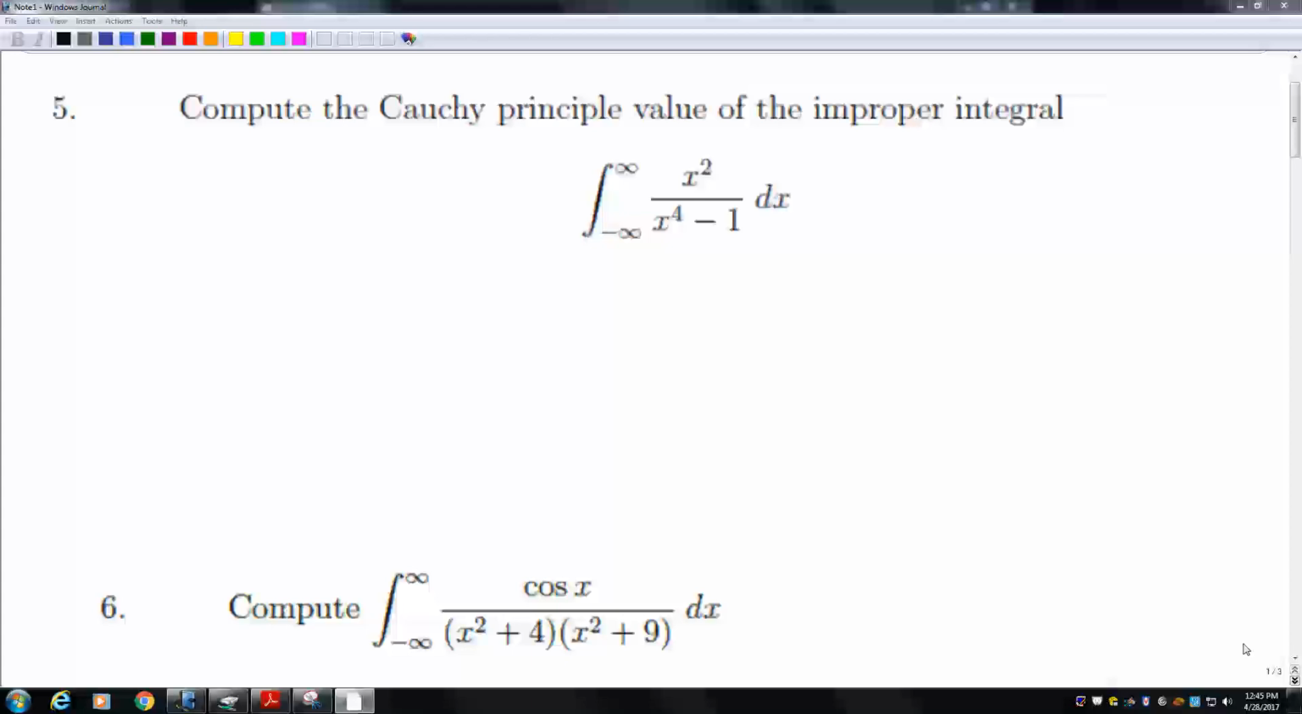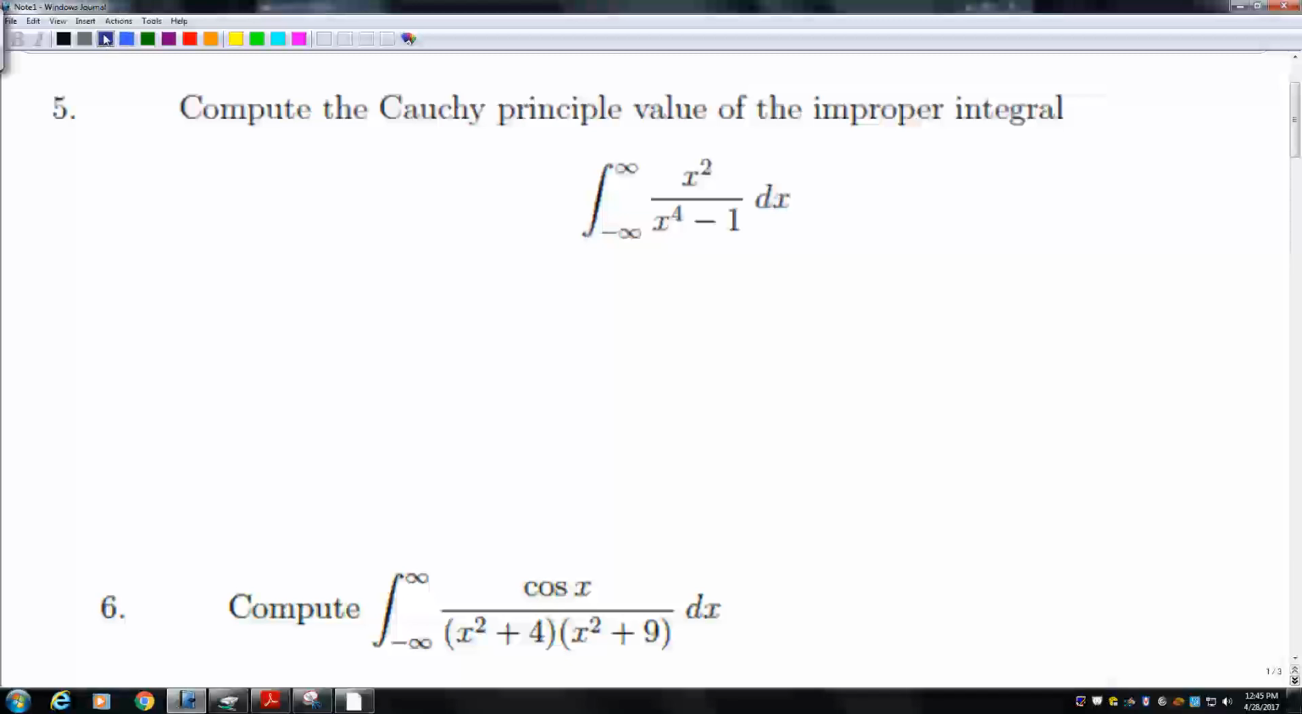Okay, here we go with the supplemental review problems, picking up where we stopped in class. With the next problem on the list, number 5, we're doing a principal value of an improper integral.